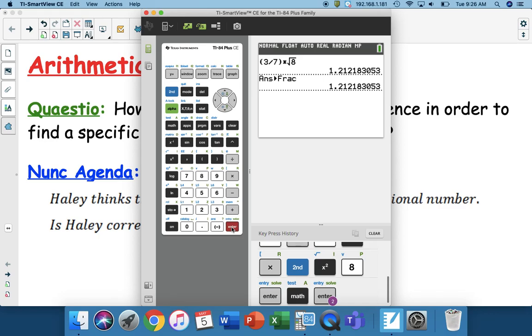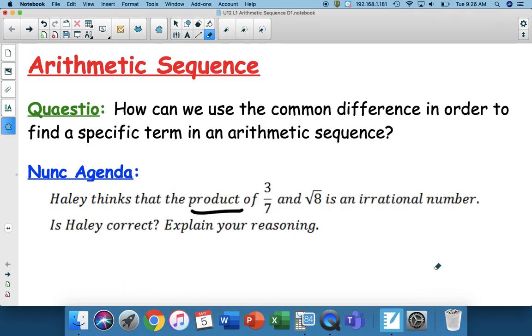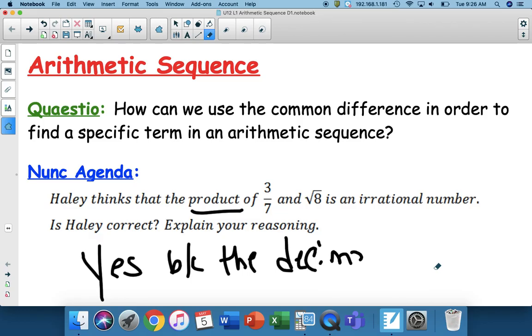So once again, looking back at our question, is Haley correct? Haley said that the product is an irrational number. Yes, because the decimal is ongoing.